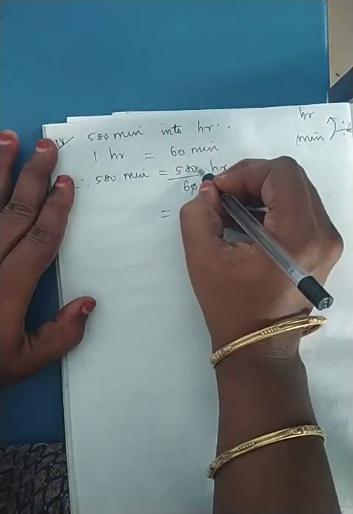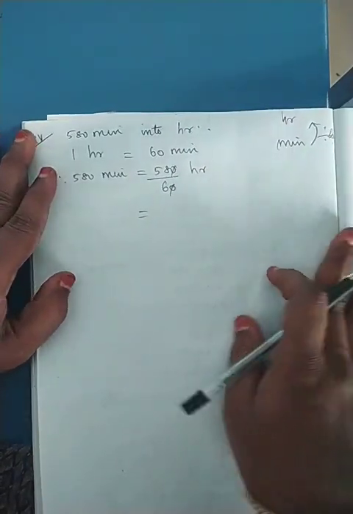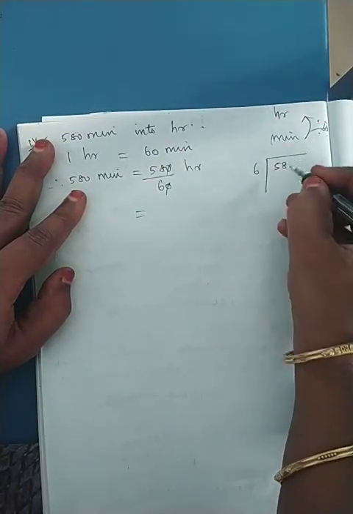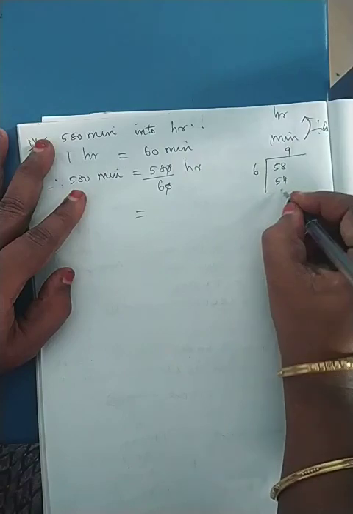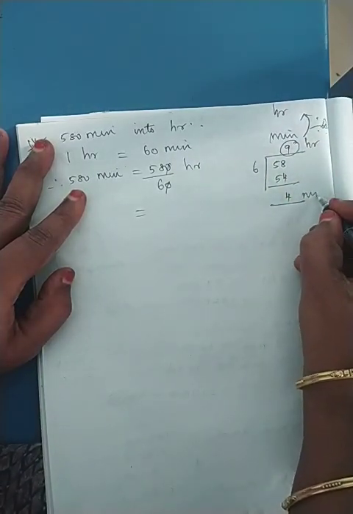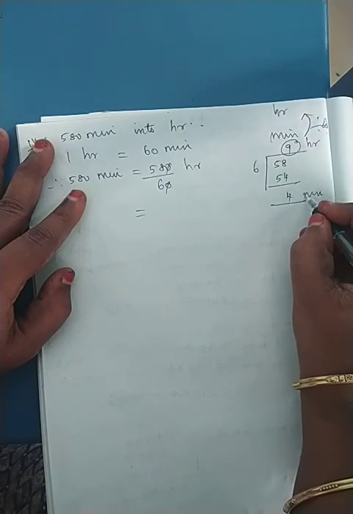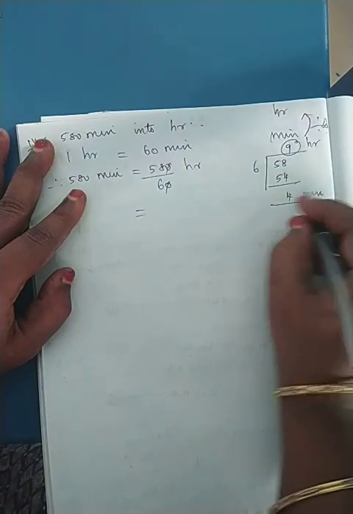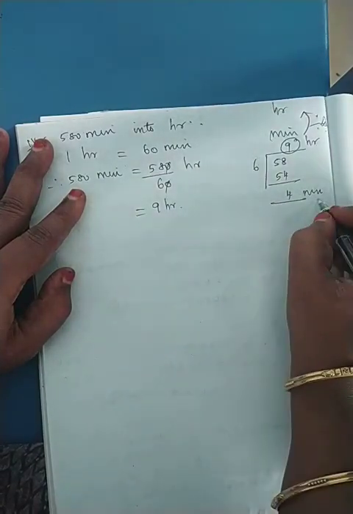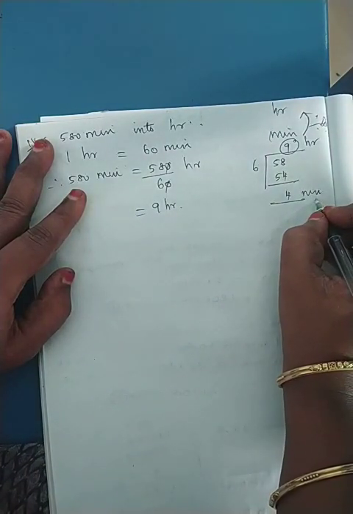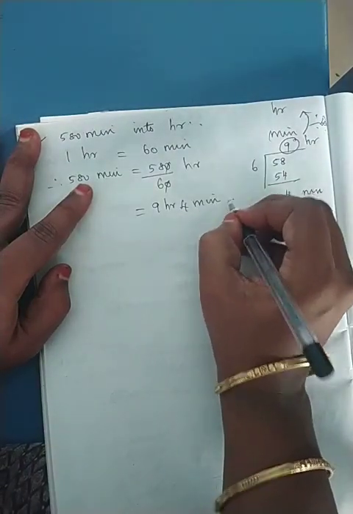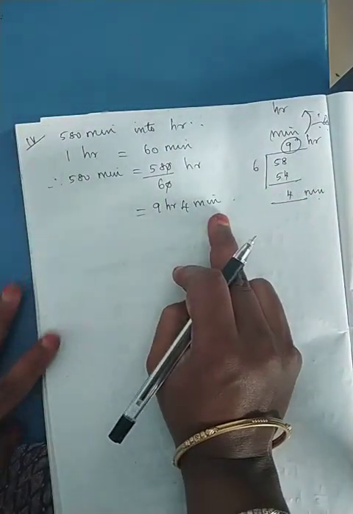First this 0 will get cancelled. Now I have to divide 58 divided by 6. 9s are 54. Remainder 4. So this is your hour. This is your minutes. So this is becoming 9 hours. And then the remaining will be your minutes. So that is 4 minutes. 9 hours and 4 minutes.